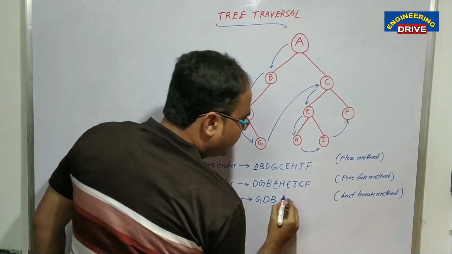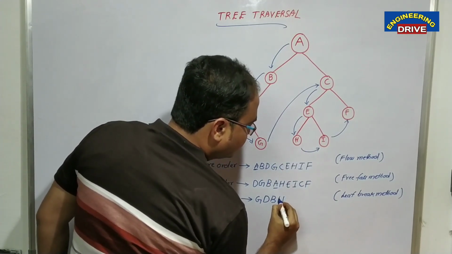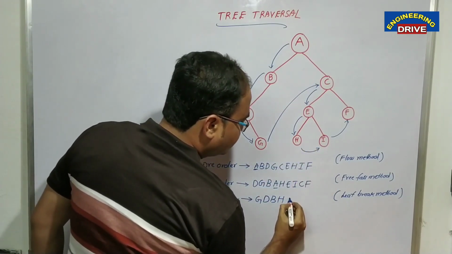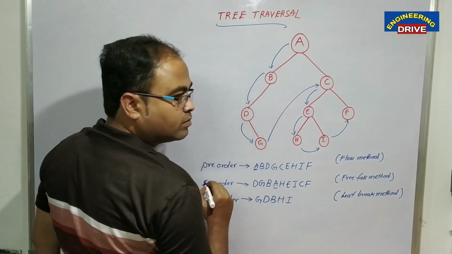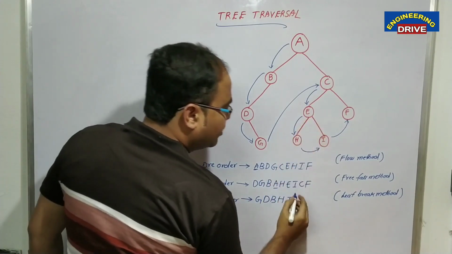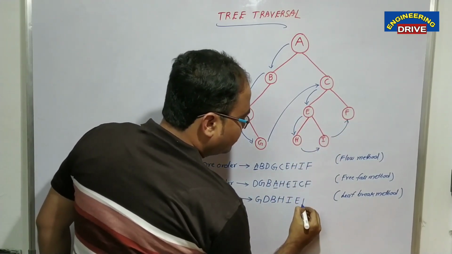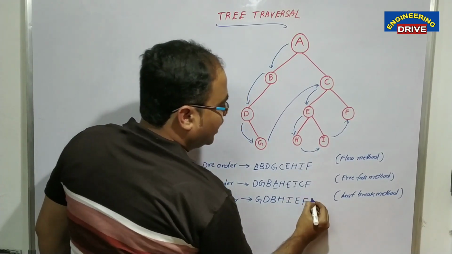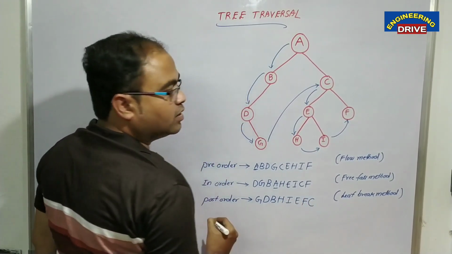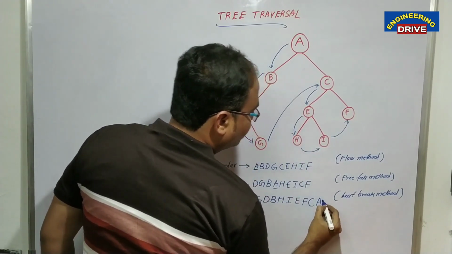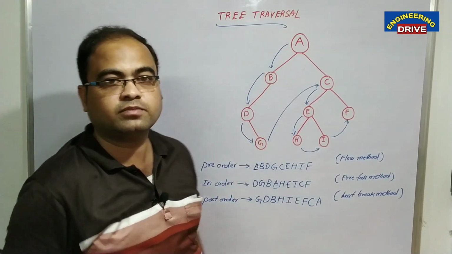Once you have broken B, you can go to the next one. What is the next leaf here? H. H is the leaf. Next leaf, I. After that E will become the leaf. Write down E. Next F will become the leaf. Break the leaf F. Last, C will be the leaf. And finally you write down the root node A.